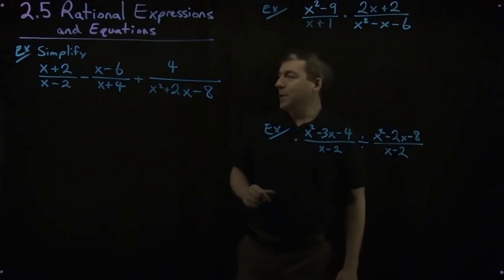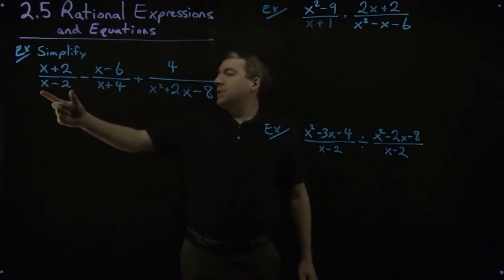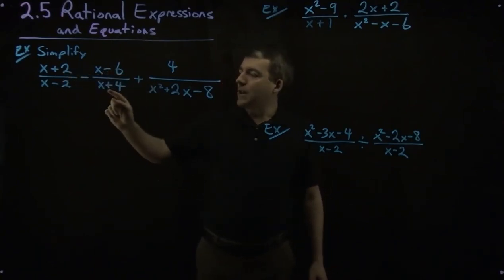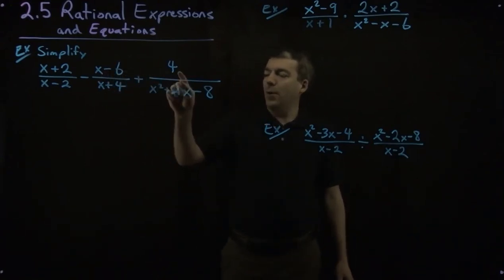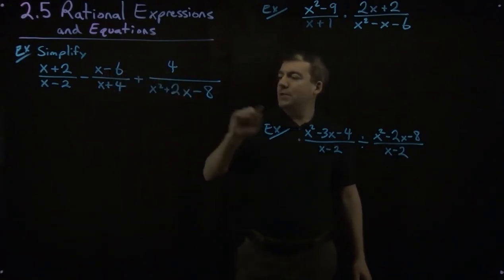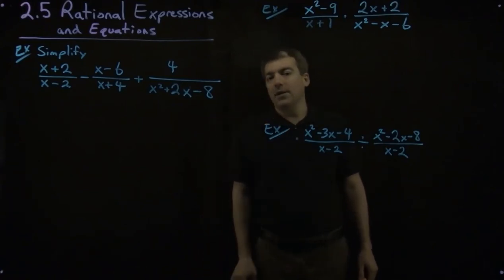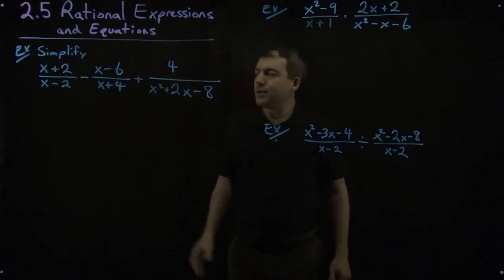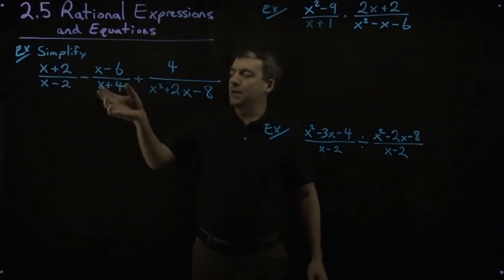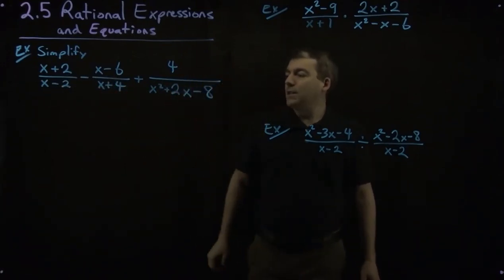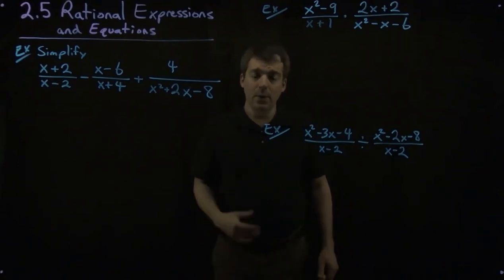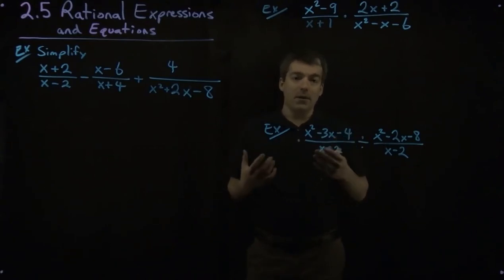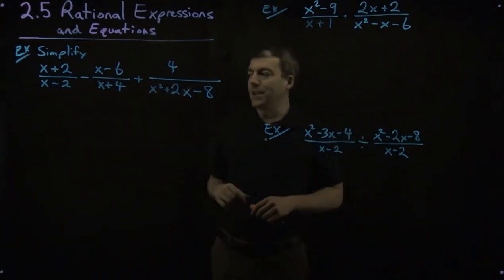So let's start with this first one. We have x plus 2 over x minus 2 as our first rational expression, minus x minus 6 over x plus 4, there's our second, plus 4 over x squared plus 2x minus 8. Now to simplify these, you want to think of these as fractions with different denominators. So this has x minus 2, this has x plus 4, and this has something else, right? X squared plus 2x minus 8. Now when we're trying to combine fractions with addition and subtraction, we have to have the same denominator before we can add them. So we want the same denominators here.